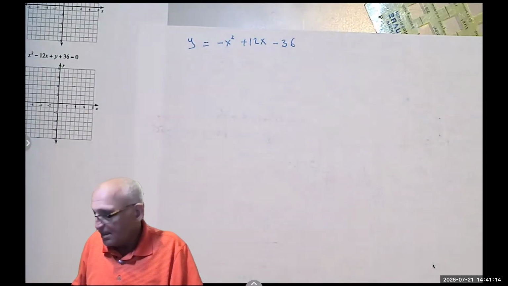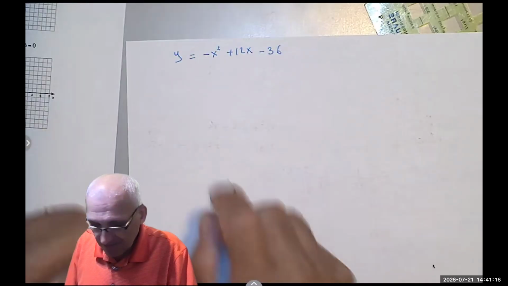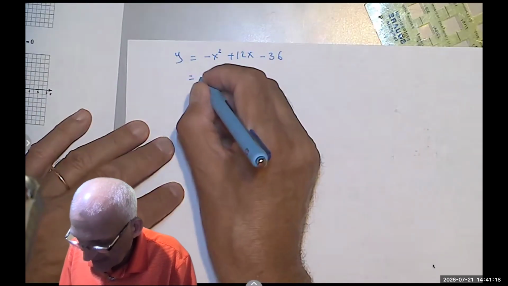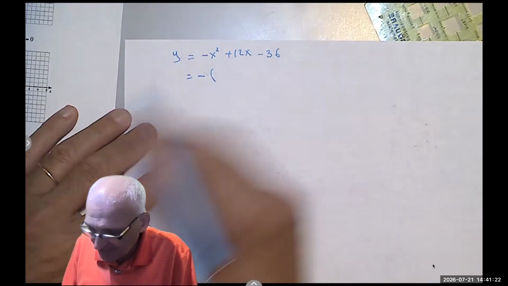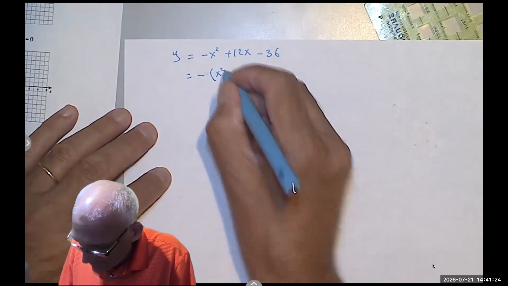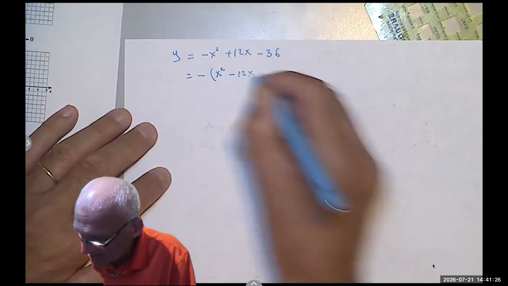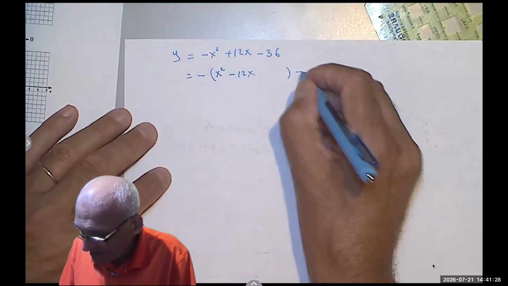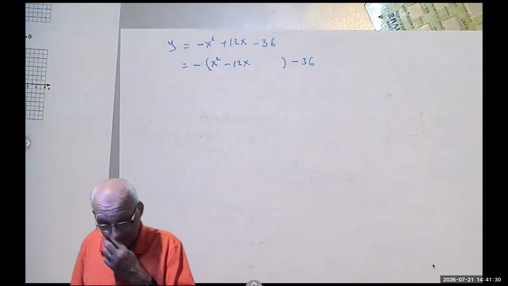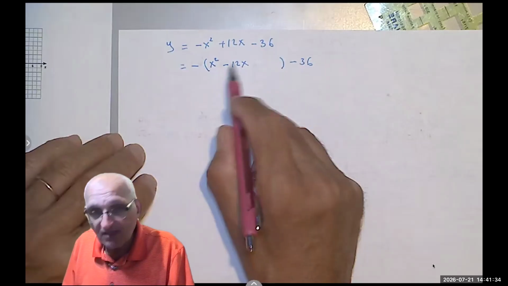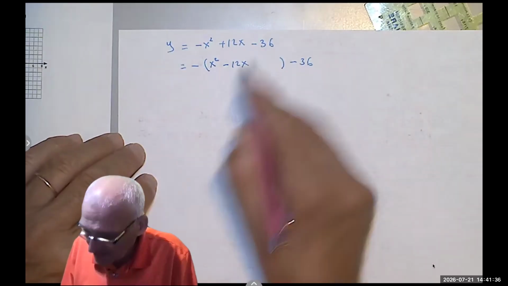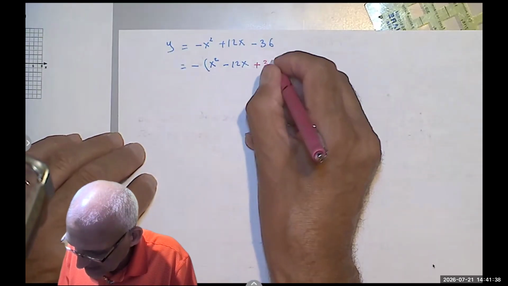Okay? I will complete the square. So I'm going to factor out the negative because usually the negative is outside. Be careful. This would become x squared minus 12x minus 36. Okay? Then to complete the square, I divide the negative 12 by 2. I get negative 6. Square it, I get positive 36.